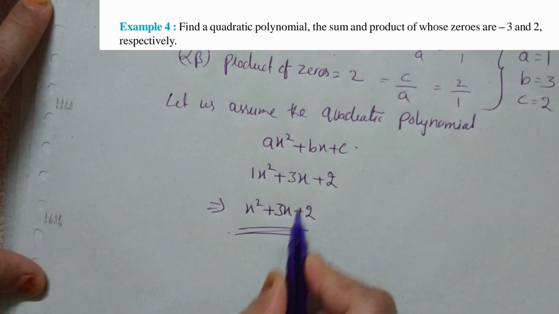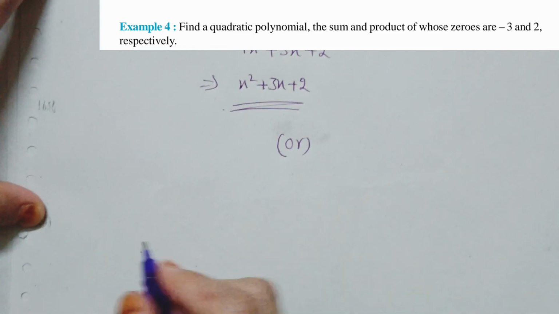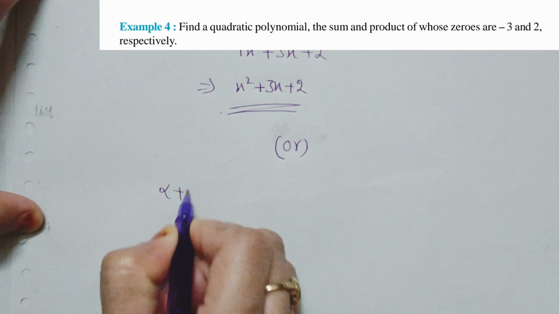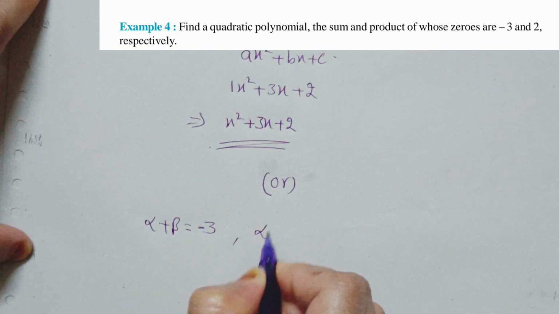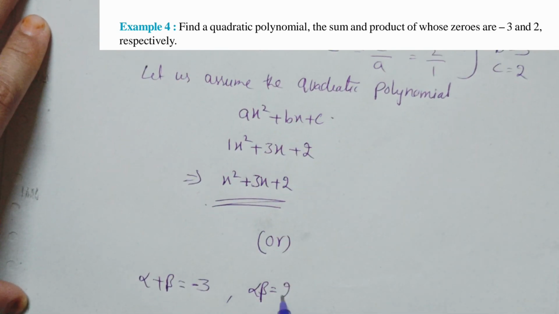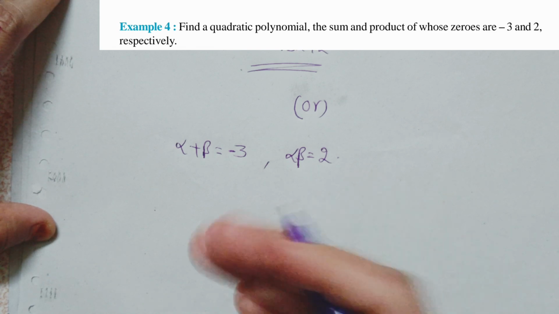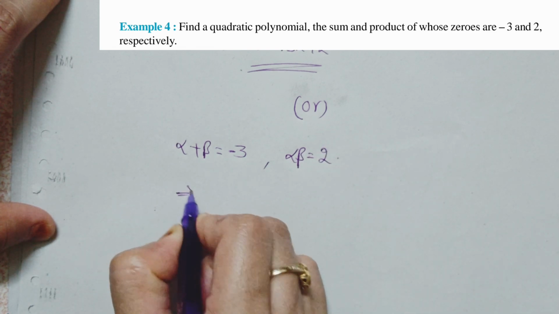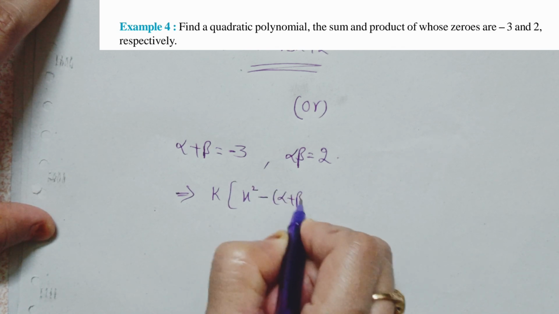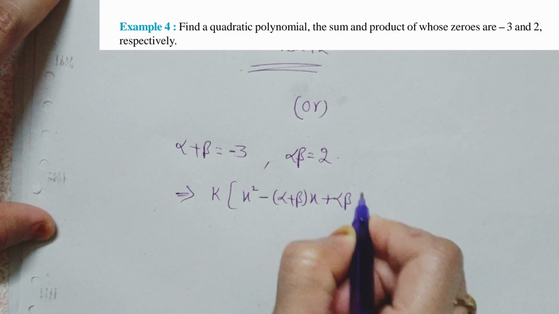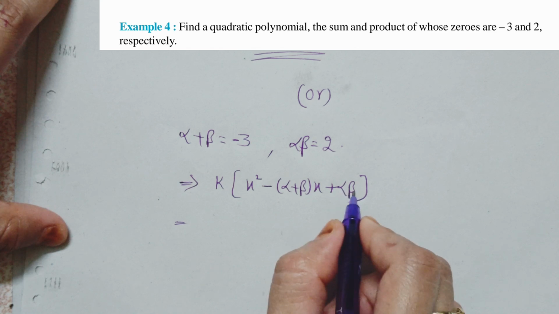Okay, you can do this sum in the other way also. I will tell you the other way also. Here we have been given alpha plus beta as -3, and alpha beta as 2. Now I told you, if you have been given alpha plus beta and alpha beta, then how to find the quadratic polynomial? I already told you one formula, k of x square minus of alpha plus beta of x plus alpha beta. So in the place of alpha plus beta you can take this, and in the place of alpha beta you can take this.